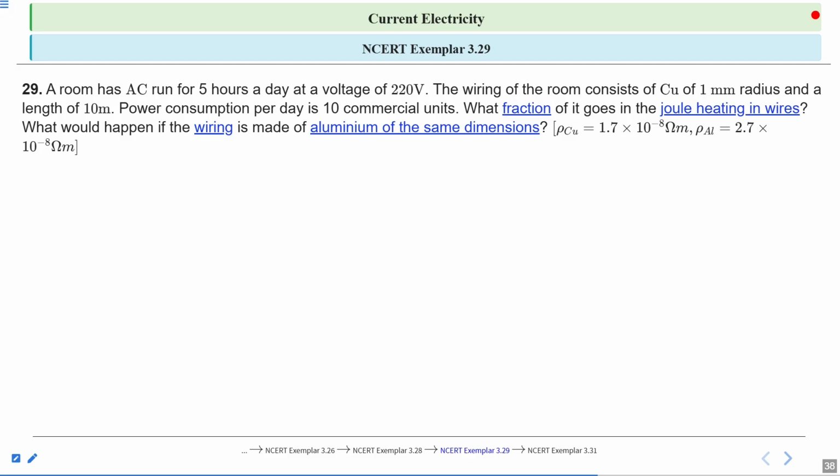And now the second condition is, what happens if the wiring is replaced by aluminium of same dimensions, length and radius is same. Okay, but their resistivity will differ. So resistivity of copper is given 1.7 into 10 to the power minus 8 ohm meter, and resistivity of aluminium is given 2.7 into 10 to the power minus 8 ohm meter. So let's see the solution.